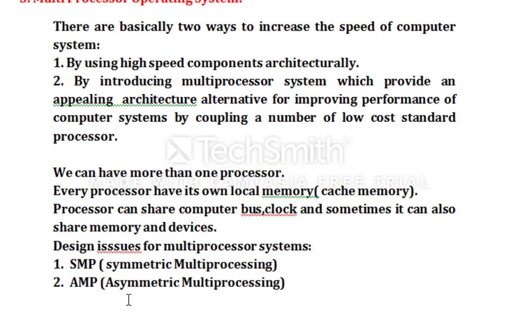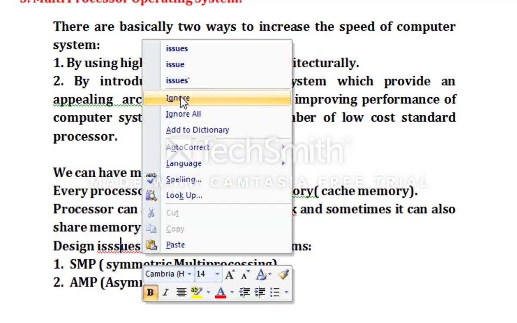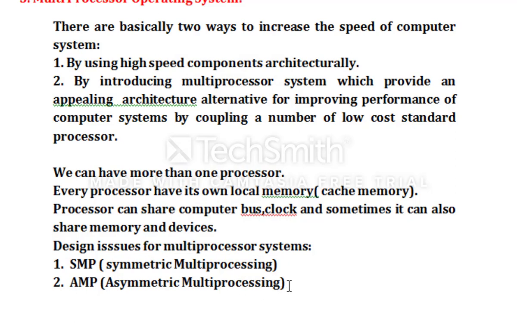So AMP, that means asymmetric multiprocessing, has the concept of master and slave. The master is a processor which controls all the slave processors. A slave also manages its own task, but it always waits for the instruction from the master processor. So it cannot do anything without the master's instruction. It waits for the instruction coming from the master processor.